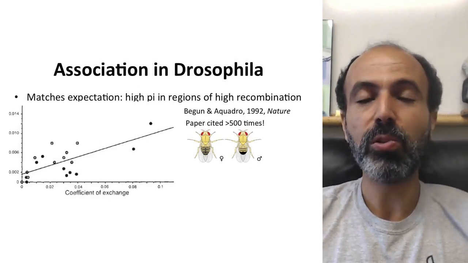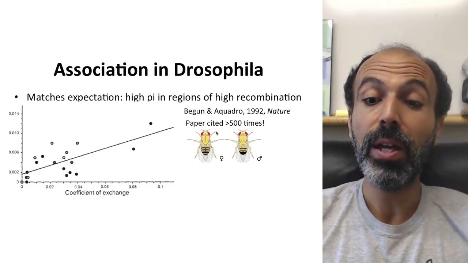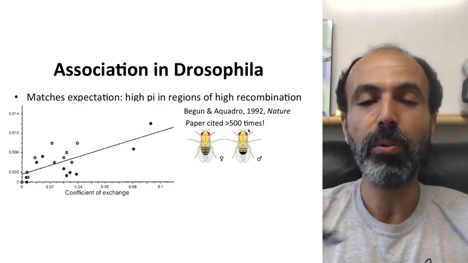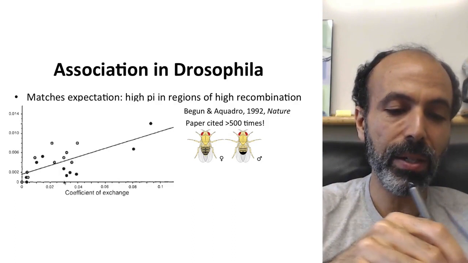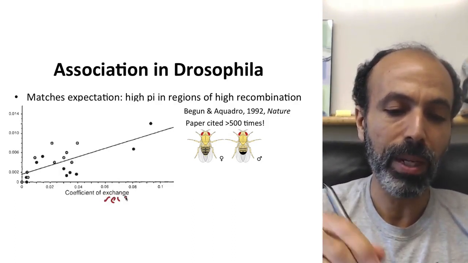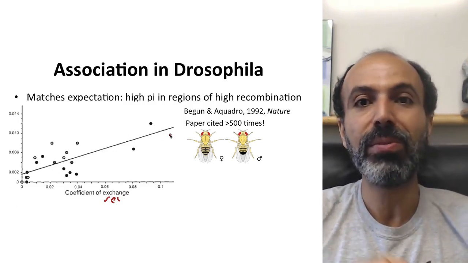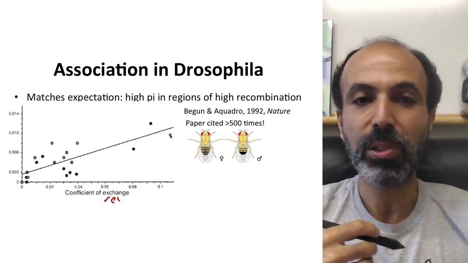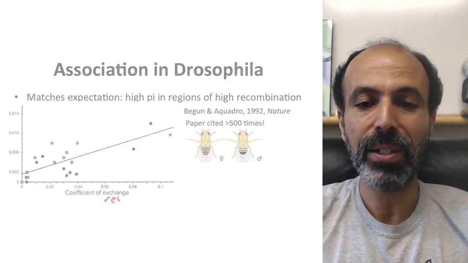No! Here it is in Drosophila. This was actually a classic study by Begun and Aquadro in 1992 in Nature. This paper at the time of recording was already cited well over 550 times. It's a very popular study, but again, you see here on the x-axis is coefficient of exchange, which is essentially recombination. And on the y-axis here is pi, and again, you see this general positive trend. This, again, potentially suggests the spread of adaptive variants. We'll come back to this actually in the next video.